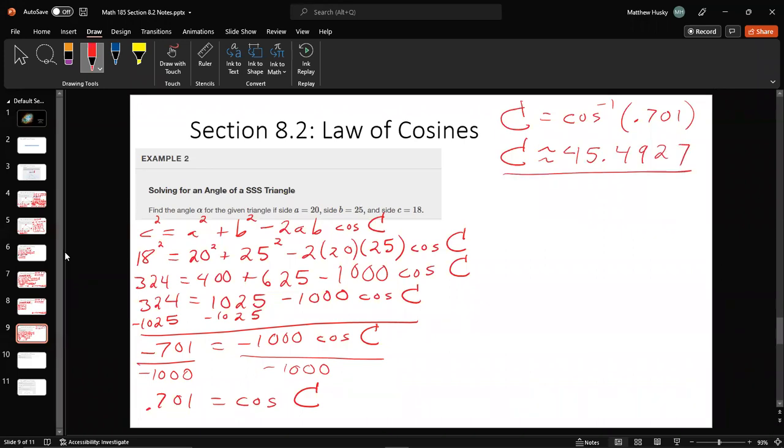Okay, there you go. And that's in degrees. Make sure the calculator you are using is in degree mode when you do these problems. Just a word of advice.